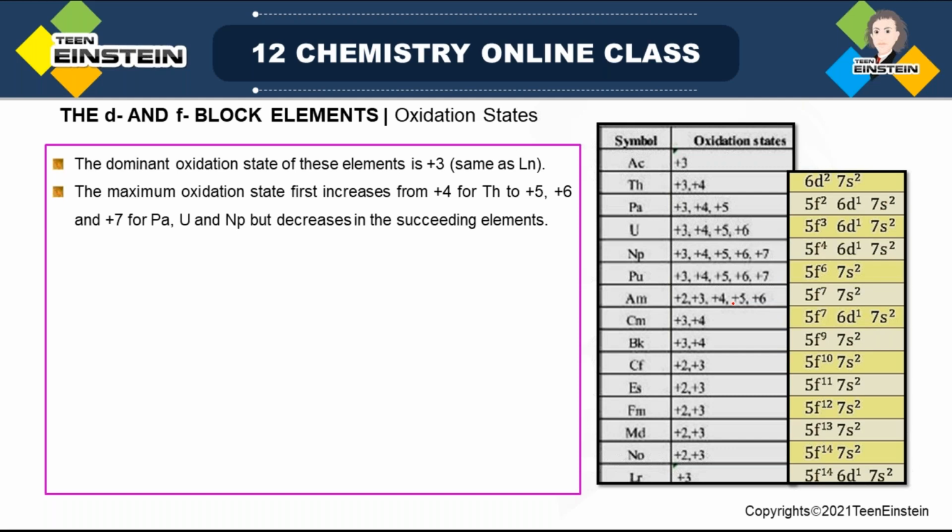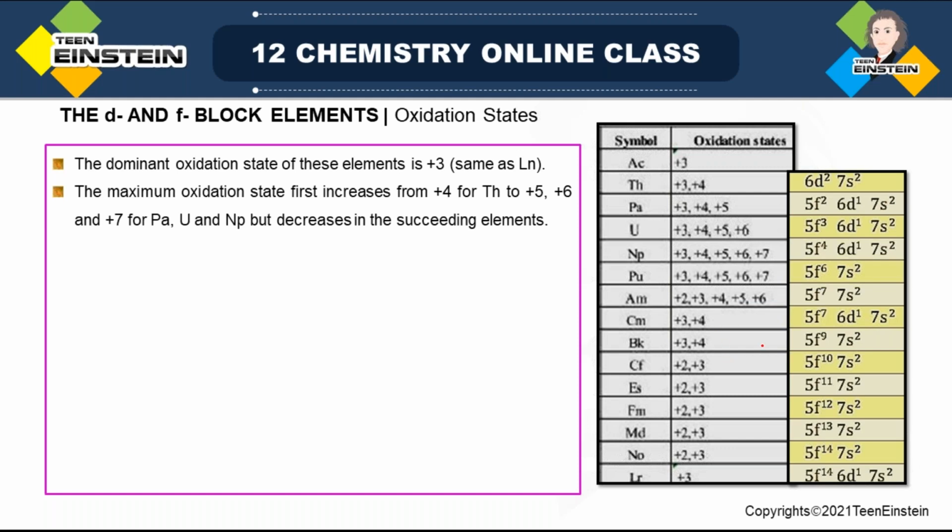But +2 is not observed for all the elements. +3 is common, observed for all 15 elements. But +2 is observed for 3 to 4 elements, and +4 is observed for 4 to 5 elements, but not for all. That means a maximum of 3 oxidation states we can see in the case of lanthanides, +2, +3, +4.